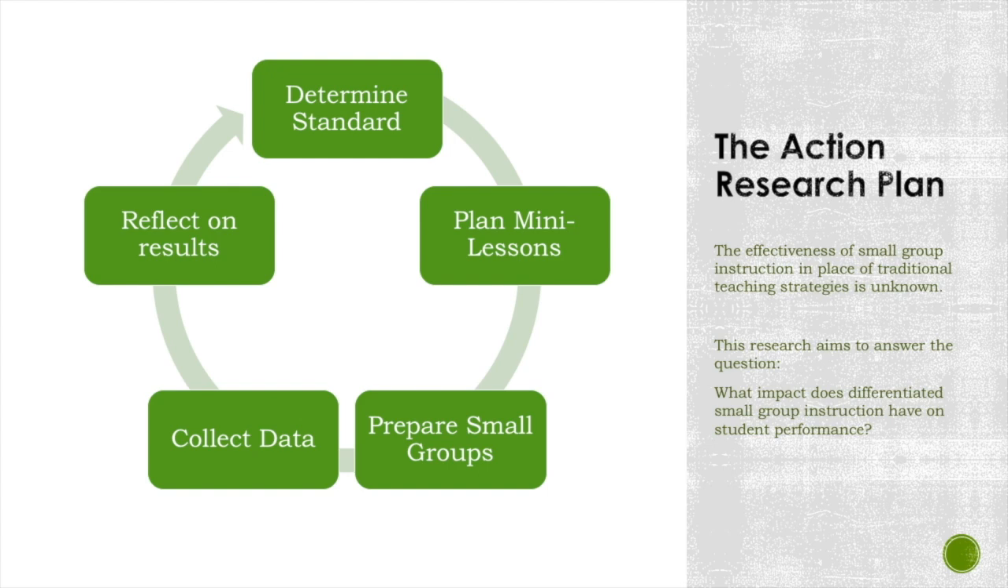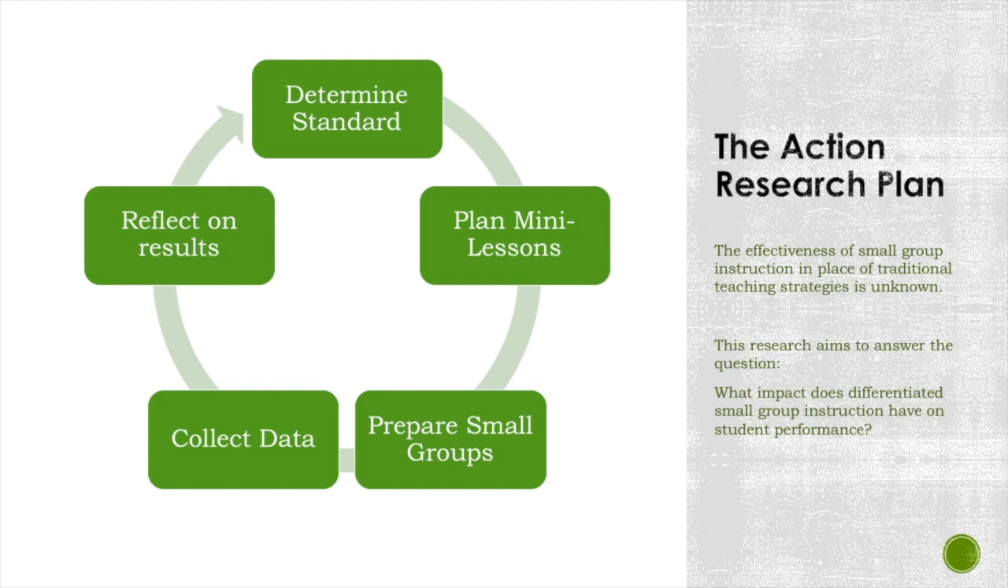Let's look at the action research plan. The effectiveness of small group instruction in place of traditional teaching strategies is unknown. This research aims to answer the question, what impact does differentiated small group instruction have on student performance? Let's look at the diagram to the left to see the 5 steps of this plan.